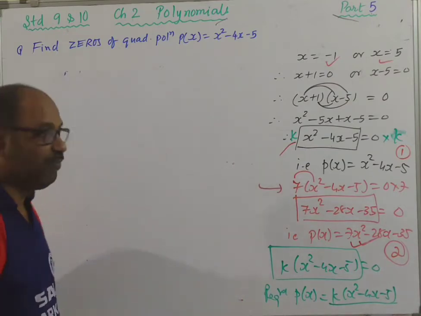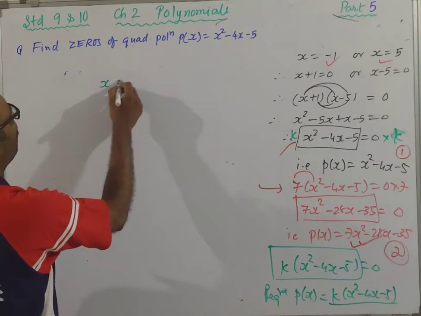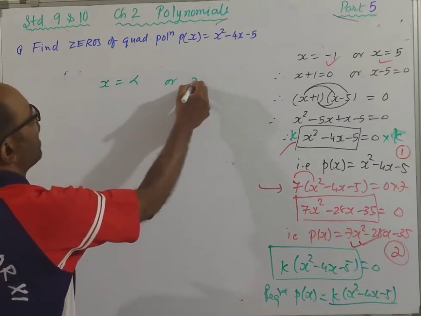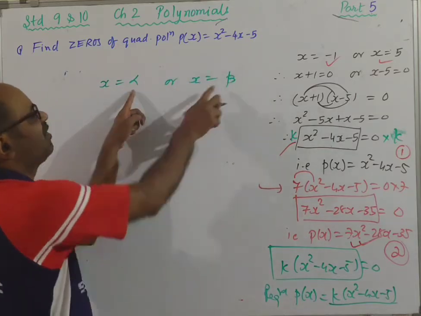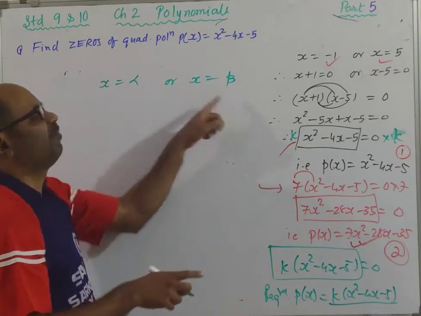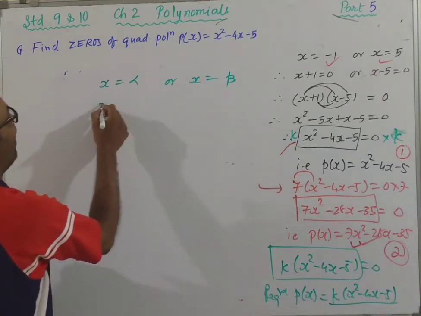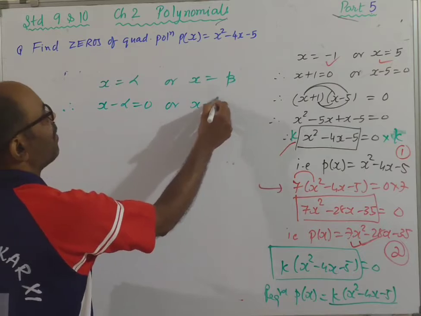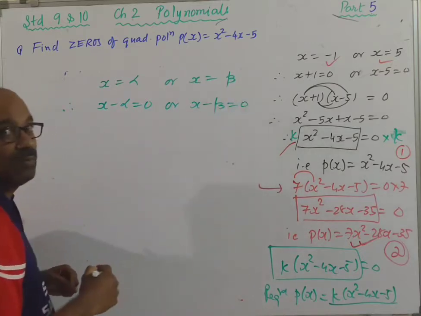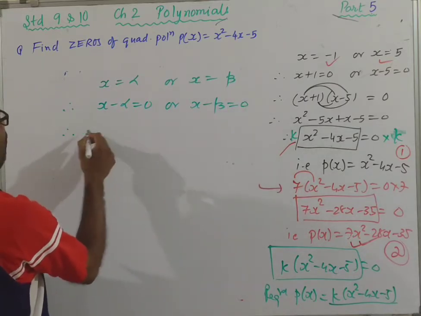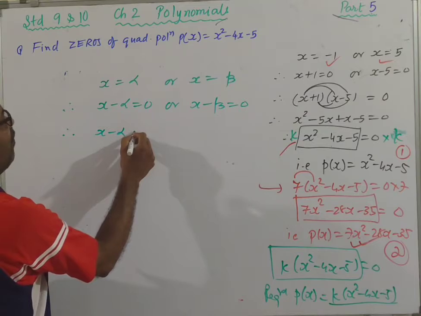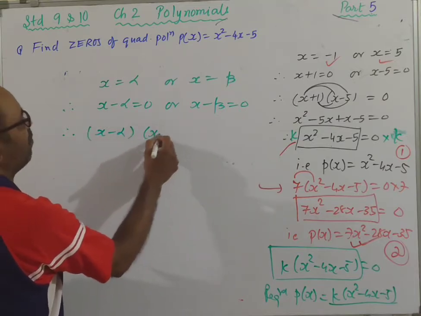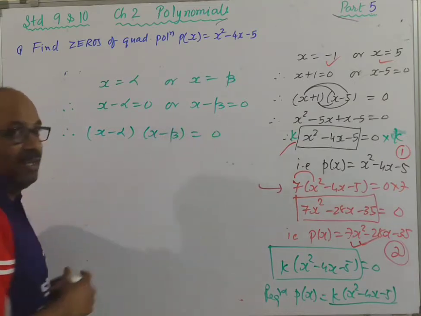So let's see the general form. We know x equal to alpha or x is equal to beta. Whatever the zeros of this are, in general form we will write alpha and beta. So what you get? x minus alpha equal to 0 or x minus beta equal to 0. Therefore, product of left hand side, x minus alpha into x minus beta equal to 0.